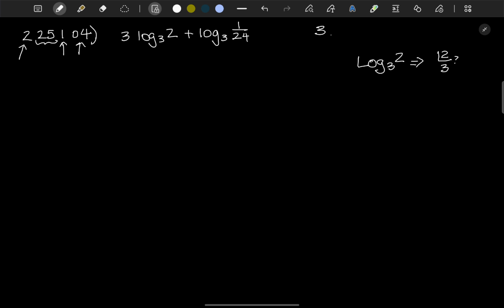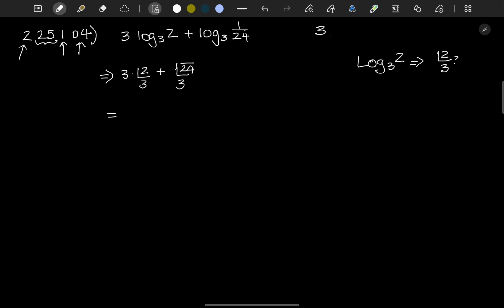So if we translate it, we get 3 times, and remember a dot means times, log 3 of 2 plus log 3 of 1 over 24. And we write that in Numatican as a bar, which means per. It's an operator in Numatican, which means per 24. Okay, and then we just need to manipulate this using the rules, which I'll explain as we go.